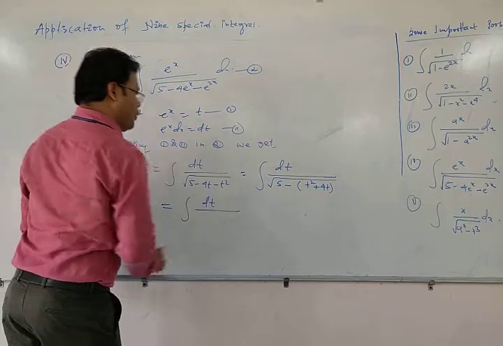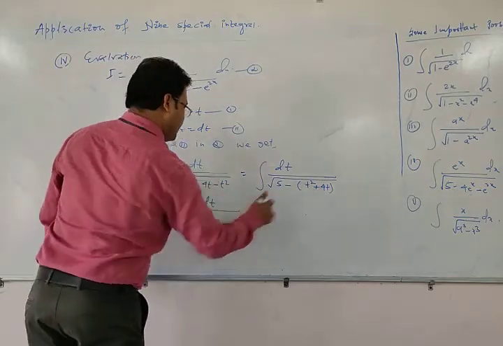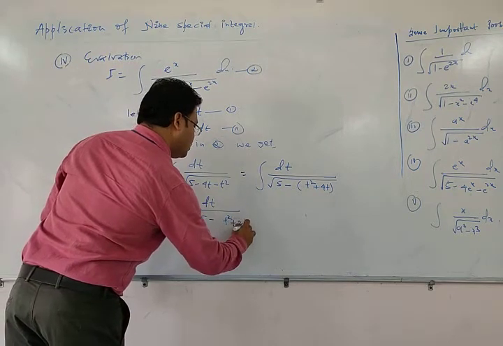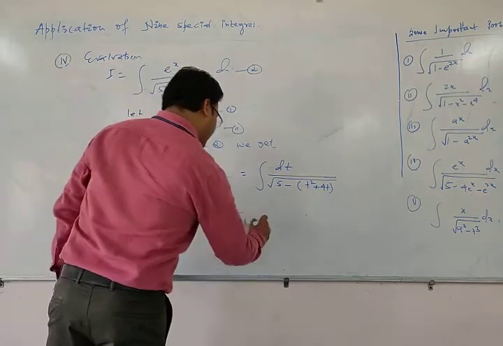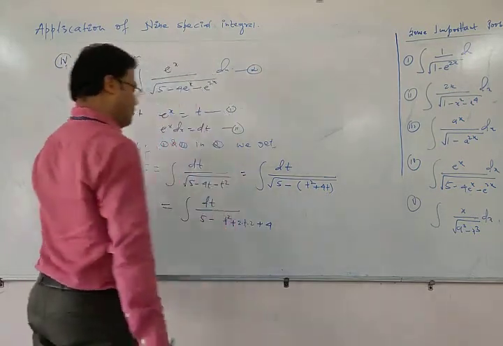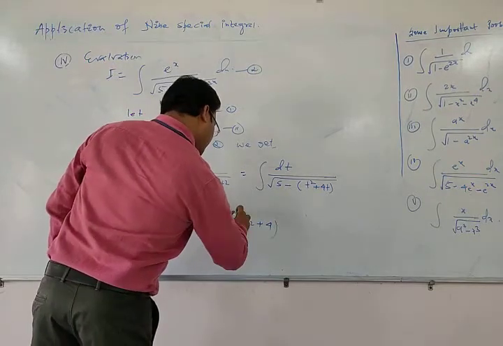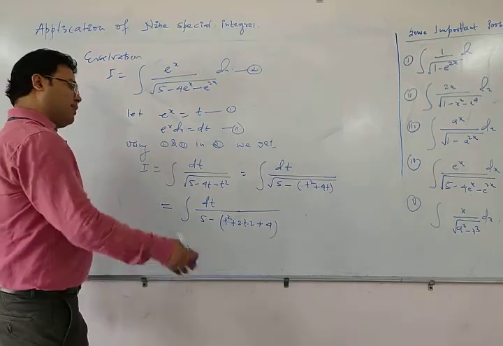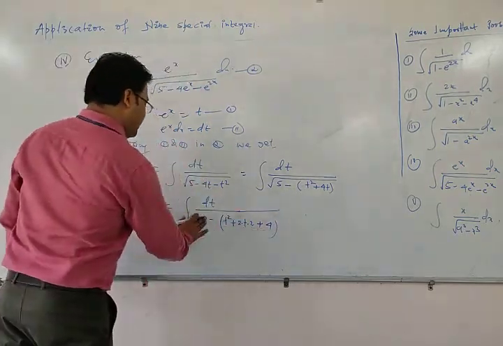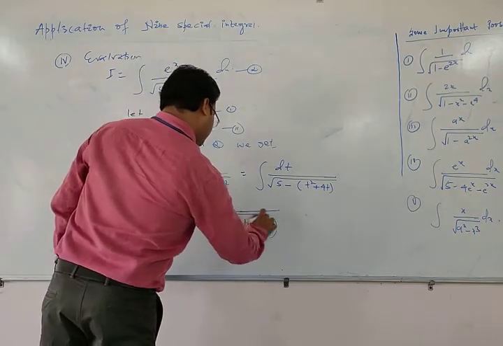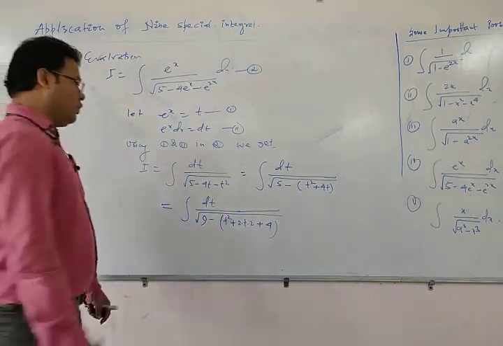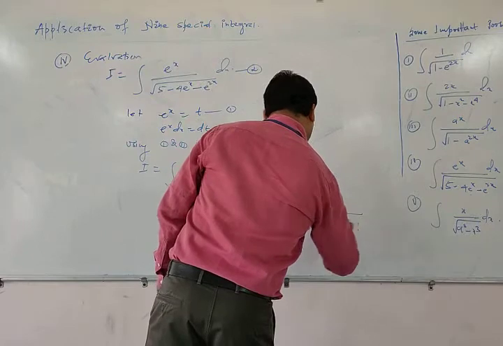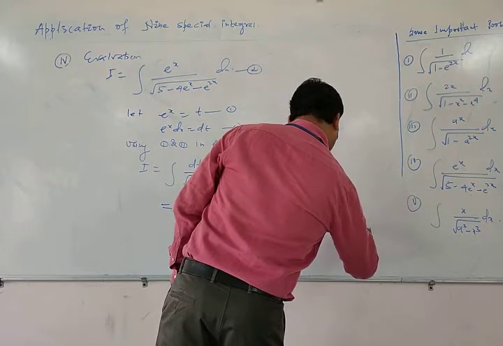Integration dt upon 5 minus, here we can write t square plus 2 into t into 2. In place of b you can write 2, so here we have to write 4. And minus 5 is written as an extra, so we have to manage this, so we have to write plus 4. So here we can write 9. And now it becomes the sum of perfect squares. So it becomes dt upon 3 square minus t plus 2 the whole square.